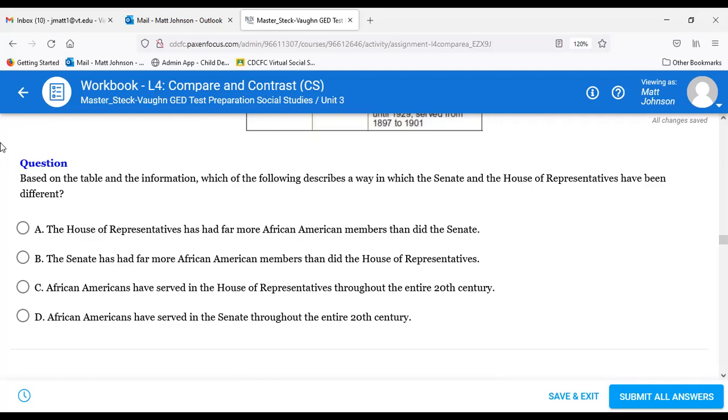Is it A? Yeah, A. The House of Representatives had far more African-American members than did the Senate. One of those reasons is you have more representatives in the House than you do in the Senate, so the likelihood that you're also going to have more African-American members is likely. So eight is A.